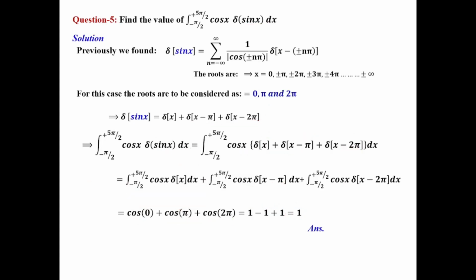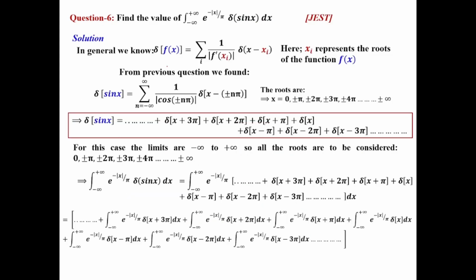Okay. Now we are going to go for our next question. This one. This question was asked in some year in JEST. Find the value of the integral from minus infinity to plus infinity of e to the power minus mod x by pi delta sin x dx.